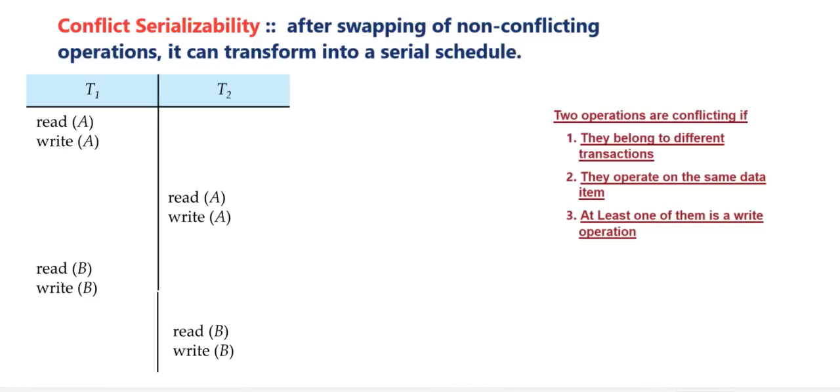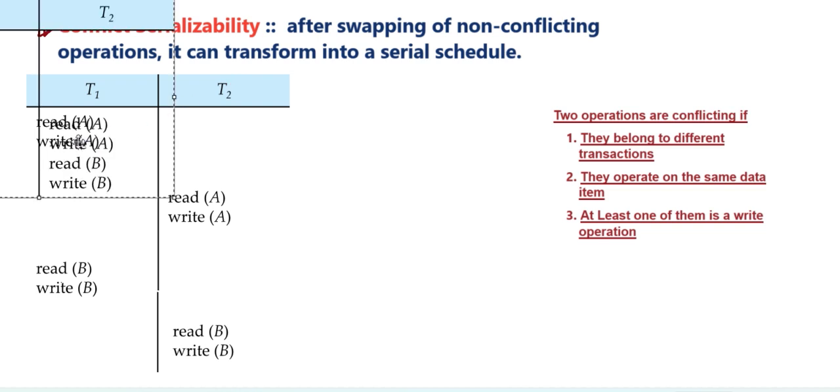Here we are going to study conflict serializability. Conflict serializability is where we convert a concurrent schedule into a serial schedule by swapping the non-conflicting instructions. Now see what is meant by serializability.